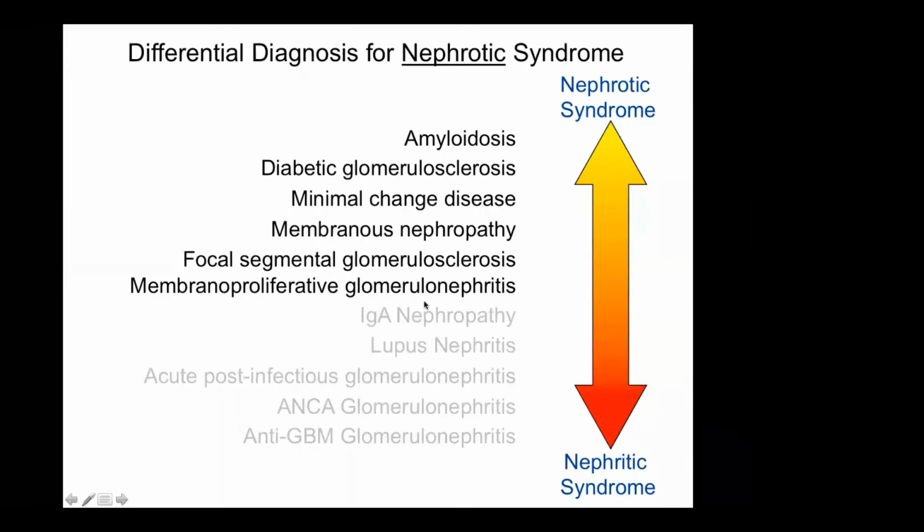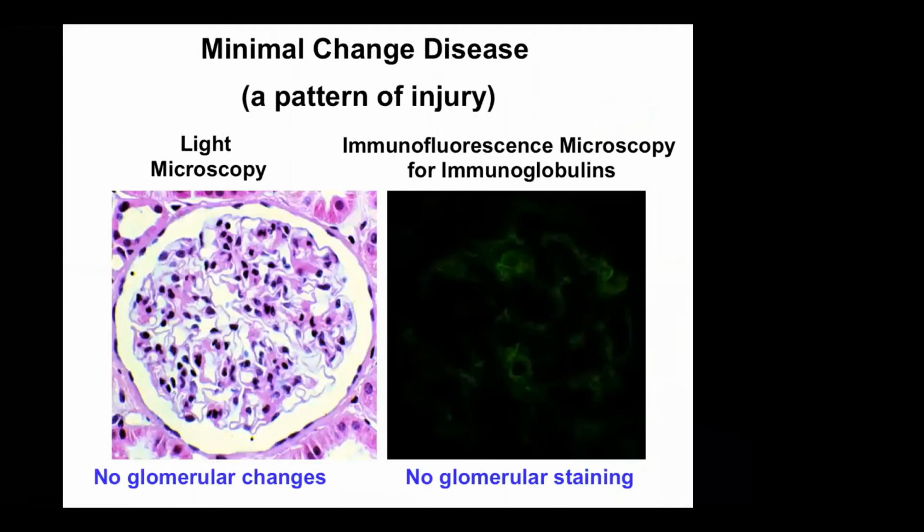Today we are talking about nephrotic syndrome, and in particular we are talking about minimal change disease and membranous nephropathy. We will talk about focal segmental glomerulosclerosis. Amyloidosis and diabetes with membranoproliferative, we will discuss with other entities. Okay, let's start with minimal change.